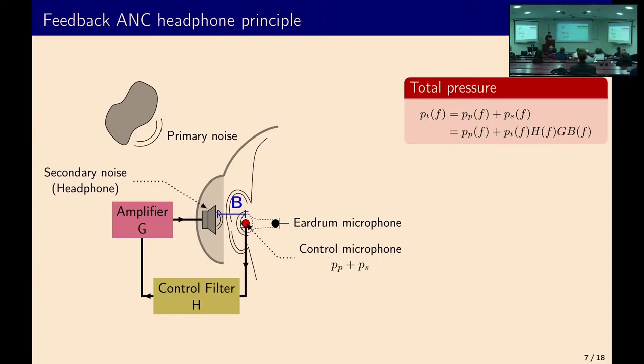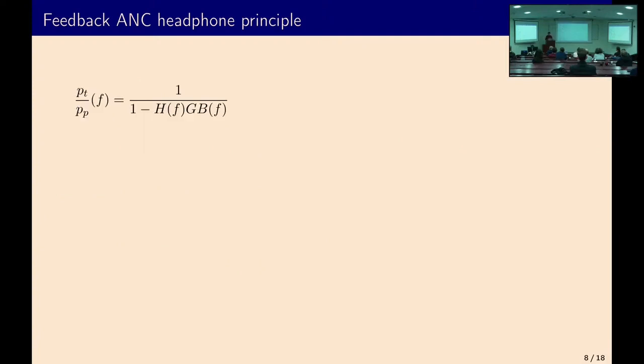Okay, taking this into account, we find that the total pressure at the control microphone is now equal to the pressure from the primary noise, plus the total pressure itself going through the feedback loop. With this expression, we get this ratio that we actually want to minimize in order to reduce the pressure. And to do so, the only thing we can act on is the frequency response HOB.